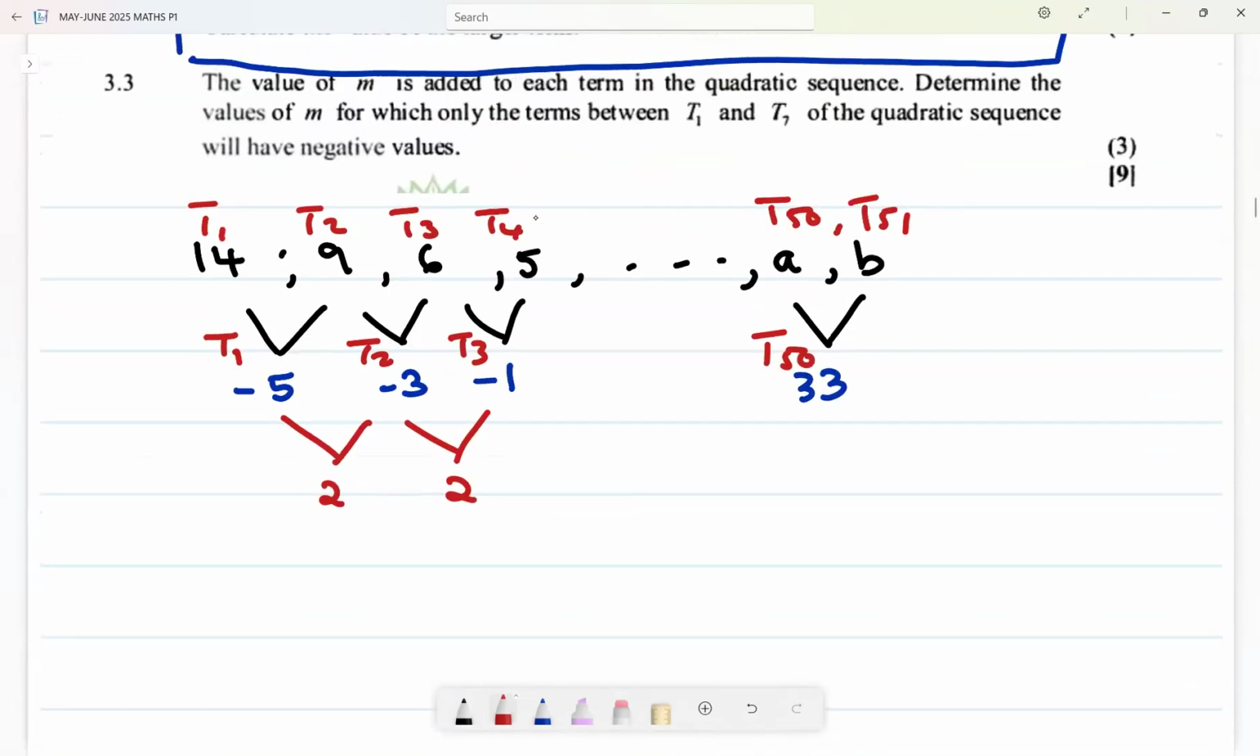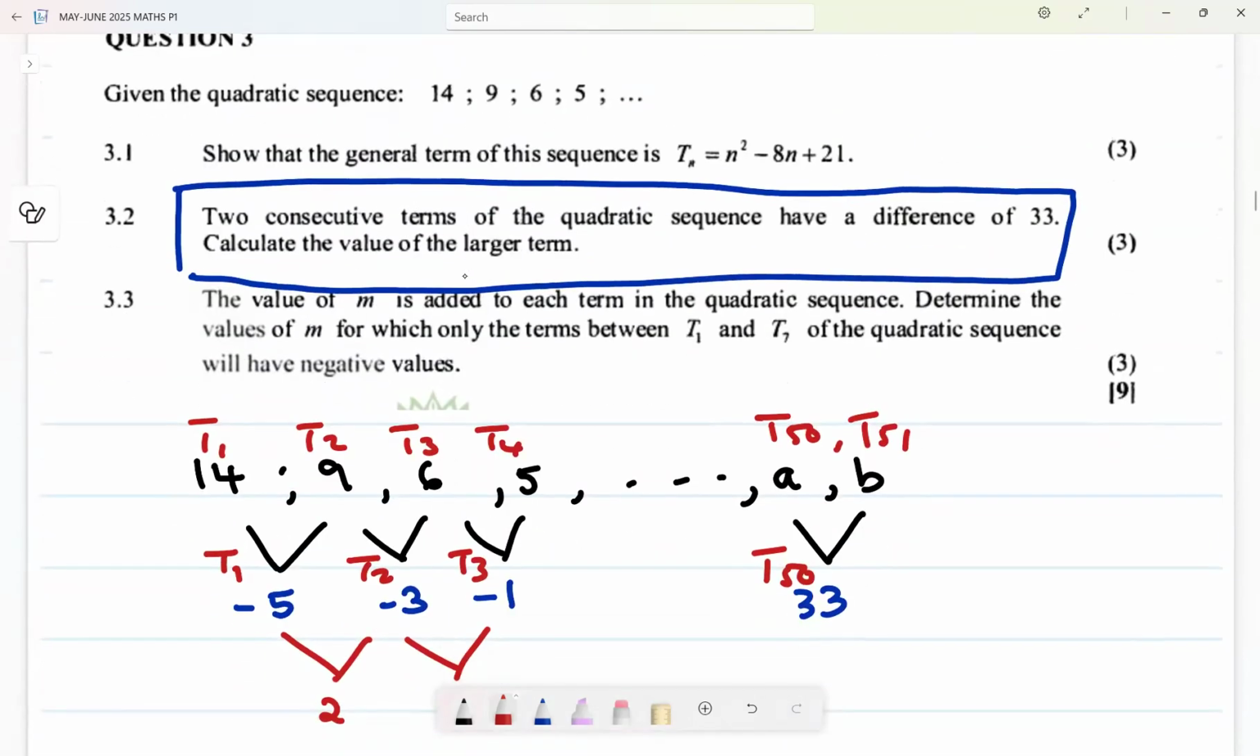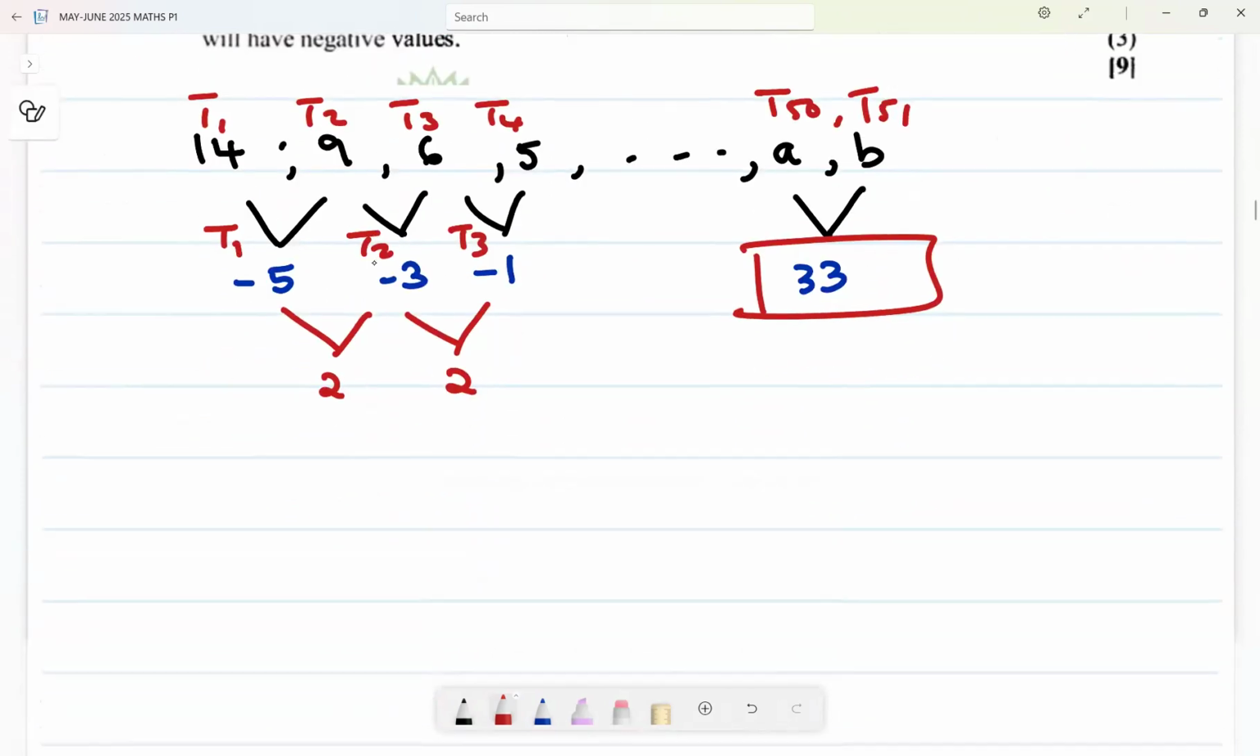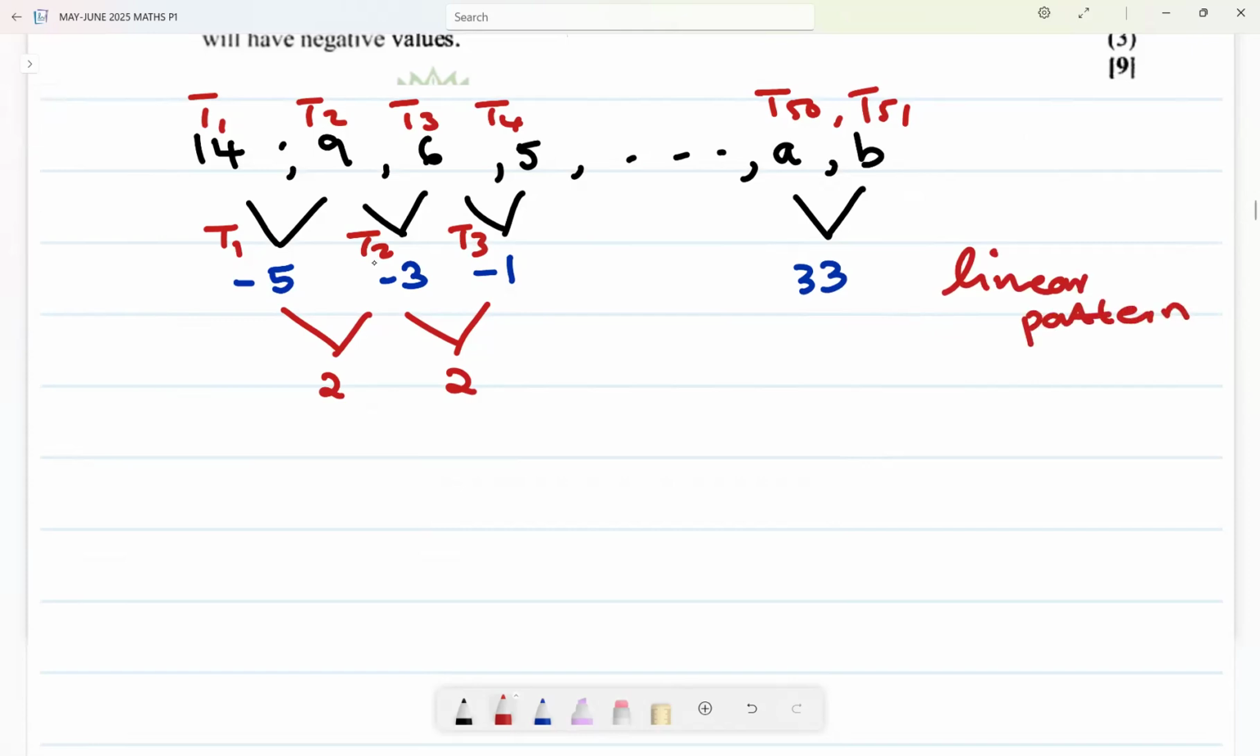Okay, what do I mean by that? I need to find n. I need to find the position of 33 on its pattern. Remember, I said this one forms a linear pattern, or an arithmetic pattern. So if it forms a linear pattern, let's find its equation. Its equation is going to be Tn equals 2n minus negative 5. Okay, let's do it manually, guys.